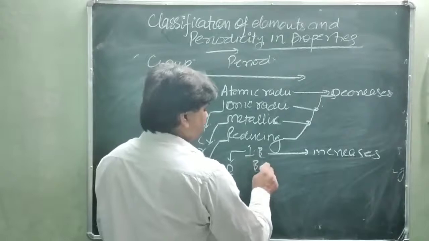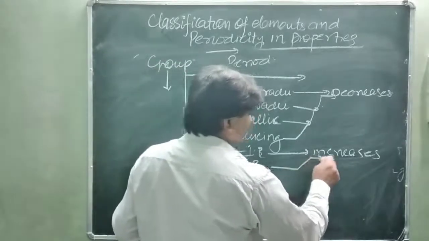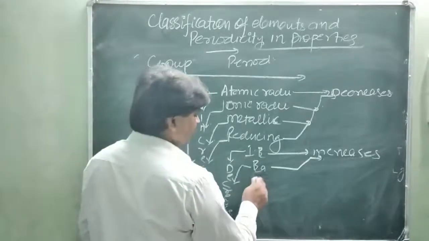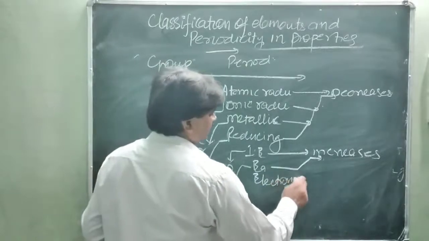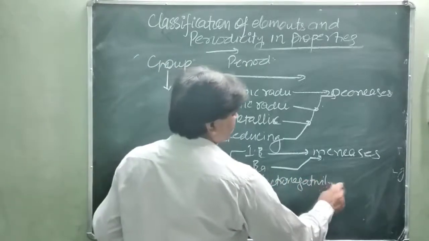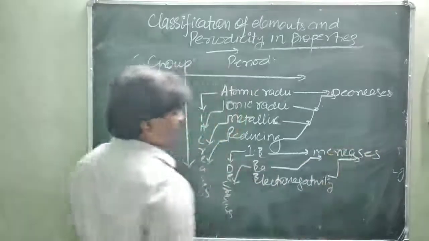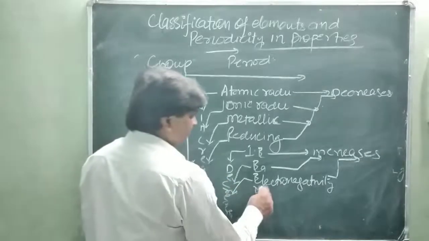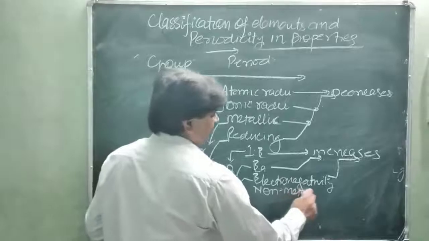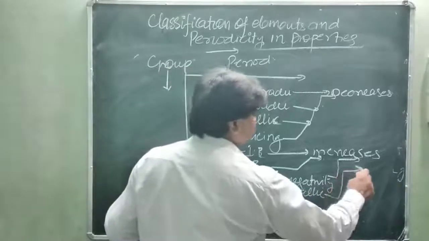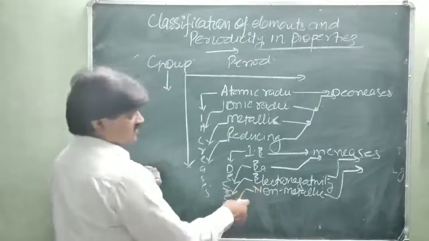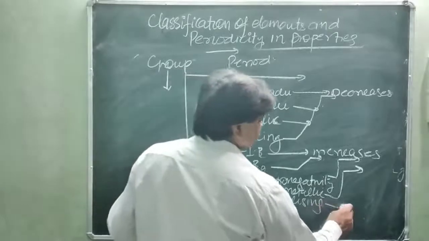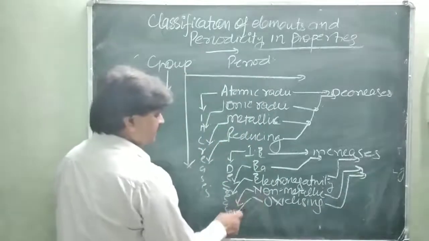Electron gain enthalpy, EA, also increases left to right across the period and decreases top to bottom within the group. Similarly, electronegativity in the same way increases left to right across the period and decreases top to bottom within the group. Non-metallic character also increases left to right across the period and decreases top to bottom. Oxidizing character increases left to right across the period and decreases top to bottom within the group.